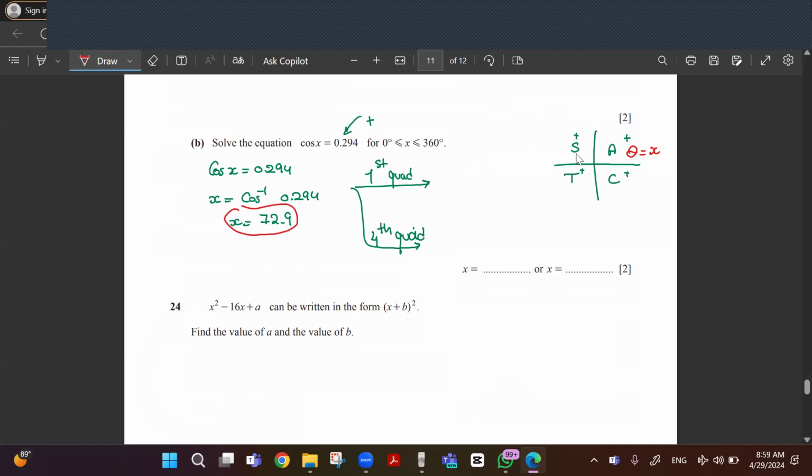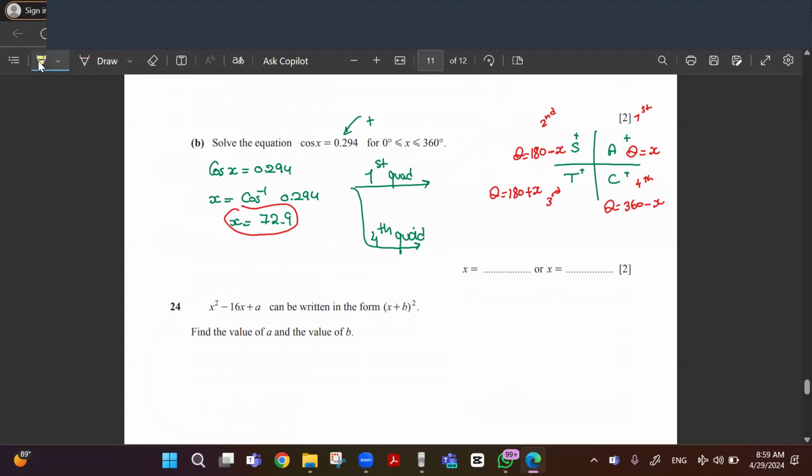In the second quadrant, this is the first quadrant, this is the second quadrant. In the second quadrant, theta equals 180 minus the x we got. In the third quadrant, 180 plus the x we got. In the fourth quadrant, theta equals 360 minus the x we got.